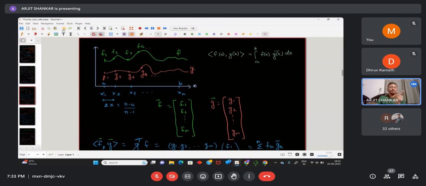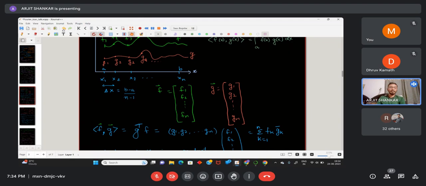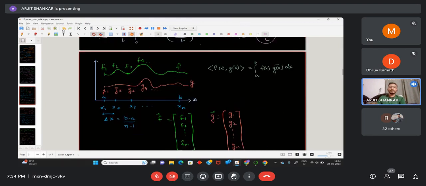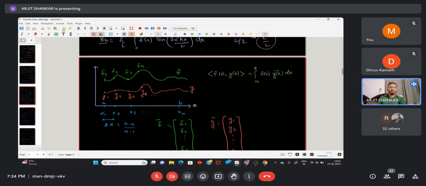Now, let's say we have two different signals, f and g. I will try to explain it in terms of the vector case. Let's say we are sampling it at a particular interval delta x, and the beginning was a and the ending was b. We started from the first point on f, which was f1, then f2, then f3, and so on till fn, and here from g1, g2, g3 till gn. So we can write each of them in this column vector form, and delta x would simply be b minus a upon n minus 1. A simple maths.